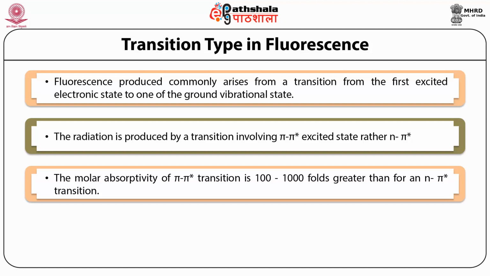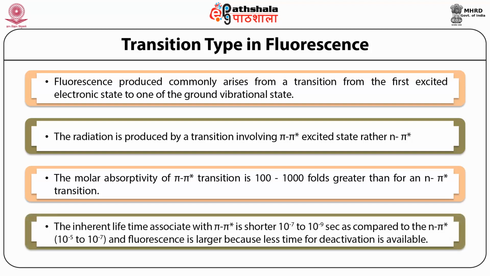The molar absorptivity of the pi to pi antibonding transition is 100 to 10,000 folds greater than the non-bonding to pi antibonding transition. The inherent lifetime associated with pi to pi antibonding is shorter, 10 to the power minus 7 to 10 to the power minus 9 seconds, compared to the non-bonding to pi antibonding, which is 10 to the power minus 5 to 10 to the power minus 7 seconds. Hence the deactivation time is less, and fluorescence is larger because less time for deactivation is available.